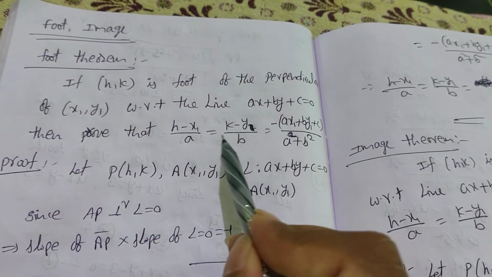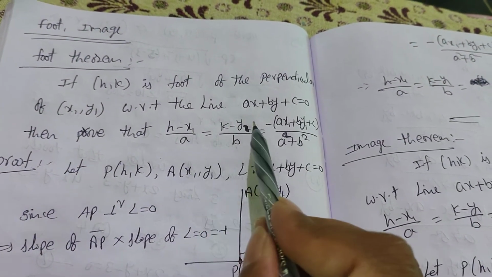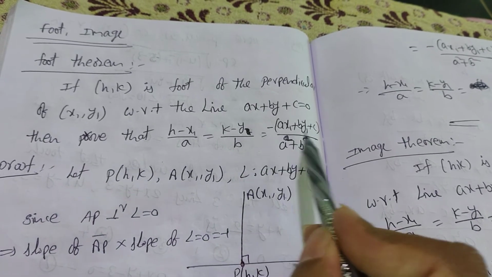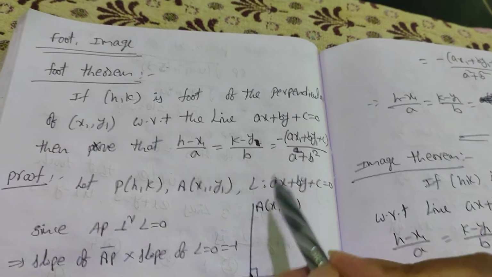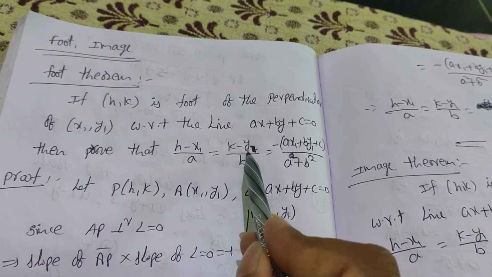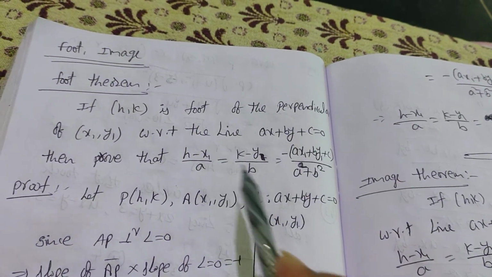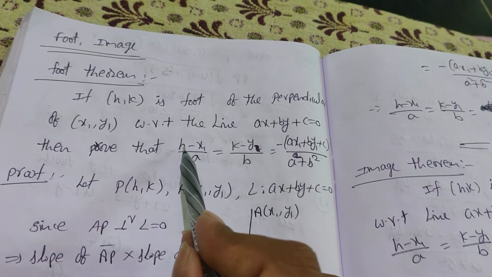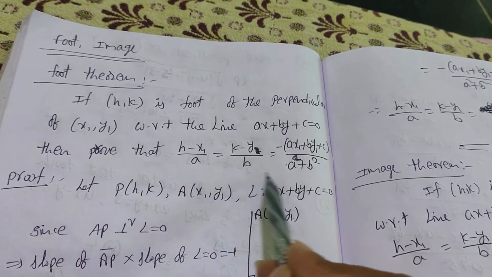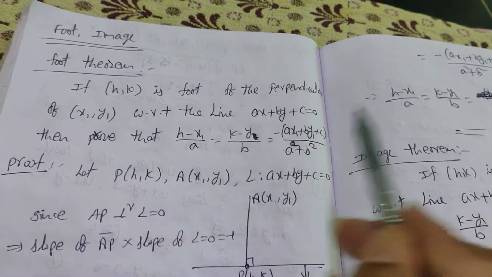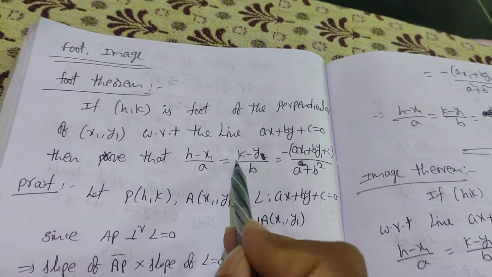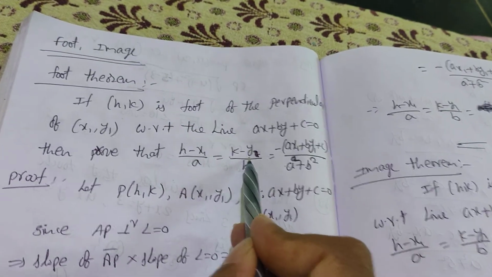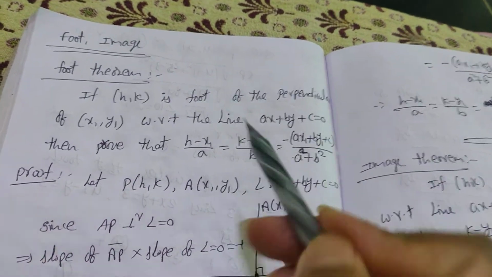In this formula, you substitute the given point as x1, y1 and the given a, b, c from whatever the line equation is. To find h, equate these two, and to find k, equate these two, and you get the point (h, k). Or if they give (h, k) and you want to find (x1, y1), that is also possible by using this condition.